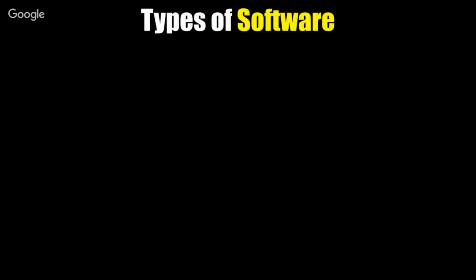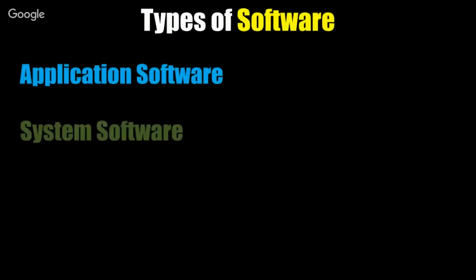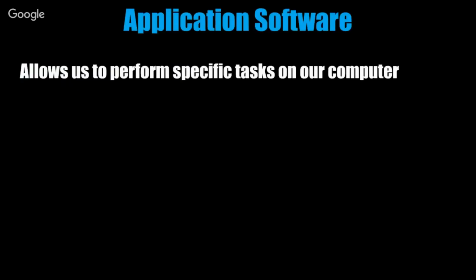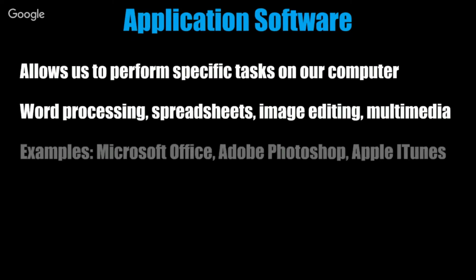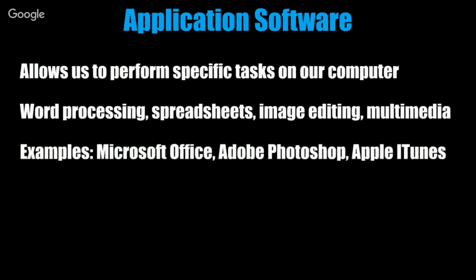In this video, we'll take a look at the two types of software, application software and system software. Application software allows us to perform specific tasks with our computers. Whether it be word processing, working with spreadsheets, editing a picture, or watching this video, application software allows computers to perform the everyday tasks for which we use them. Microsoft Office, Adobe Photoshop, and Apple iTunes are just a few examples of application software.